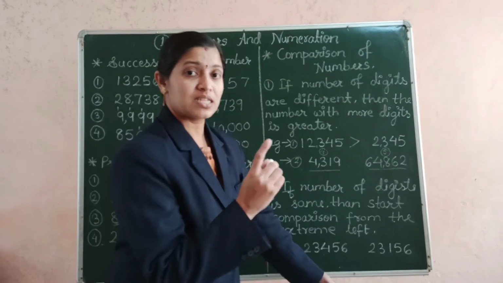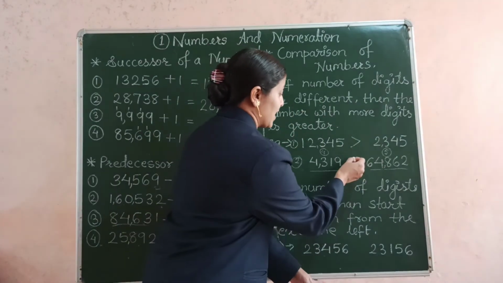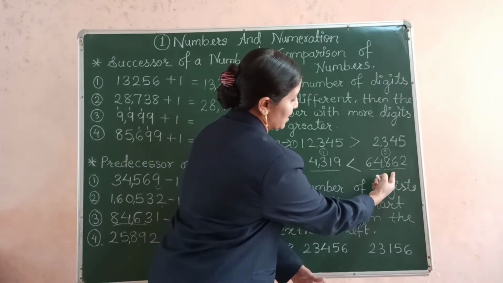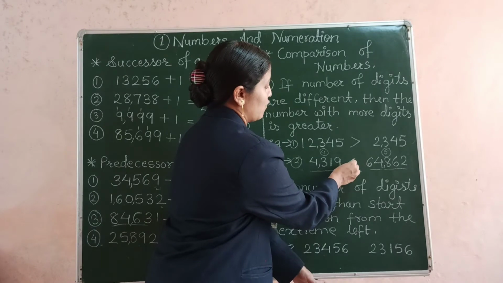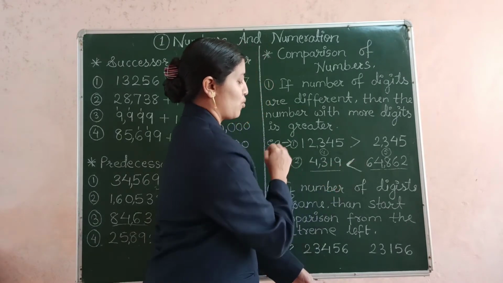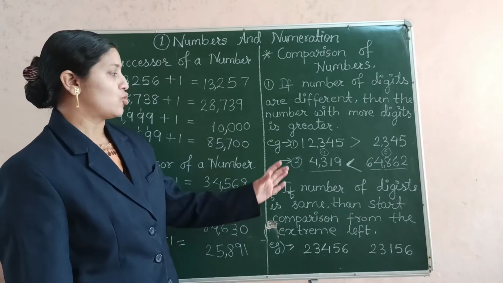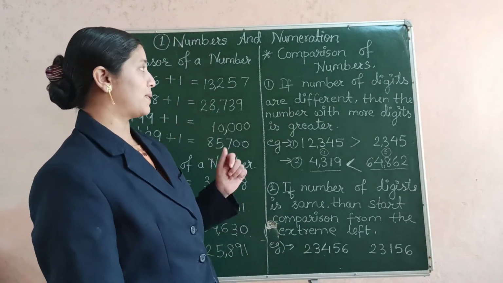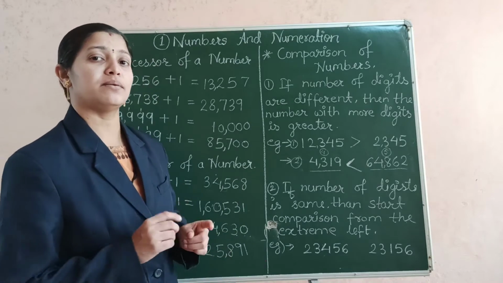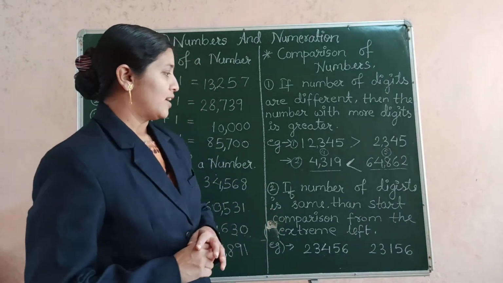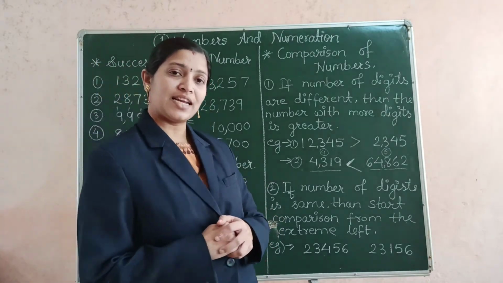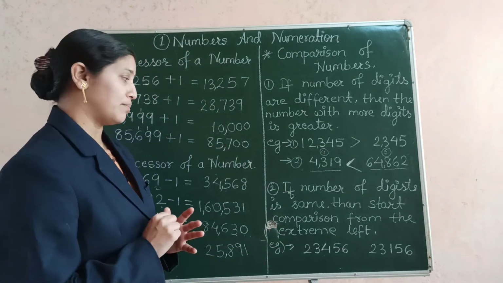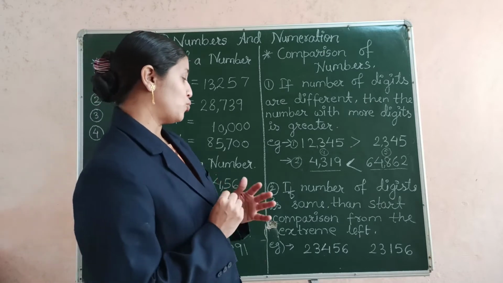So the greater sign should come towards the greater number, that is, this open side will go towards the greater number and this point will come towards the smaller number. So I hope you have understood the first rule, that is how to compare the numbers if the digits in the numbers are different. Now we will look at the second rule, that is, if the number of digits is the same in the numbers, then how do we compare?